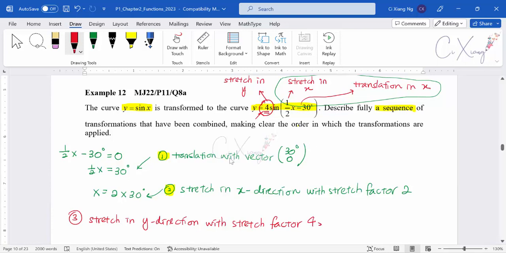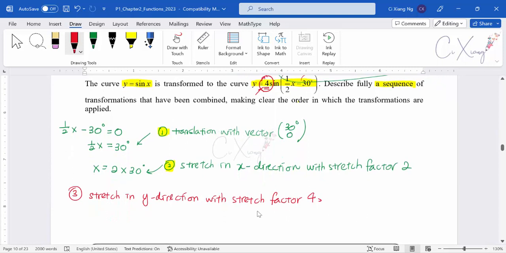So in short, we have these three transformations according to the equation that we have. And now, what is the correct sequence for us to arrange all these transformations? Like what we learned earlier, when you have two transformations in the x-axis, the order is very important. The green color part shows these two transformations in x direction. We already figured out that the first x transformation will be the translation with the vector 30 degrees, 0, and then the second transformation in x direction will be the stretch in x direction with stretch factor 2.